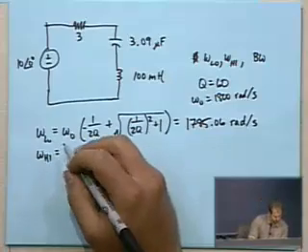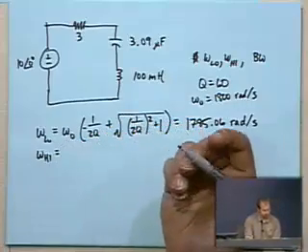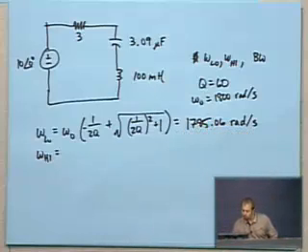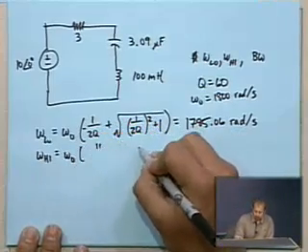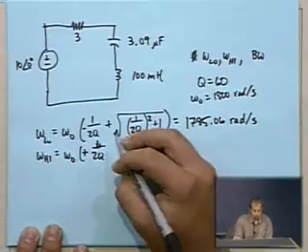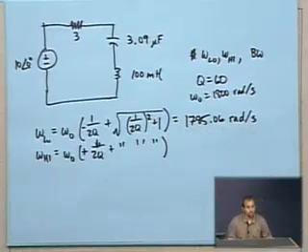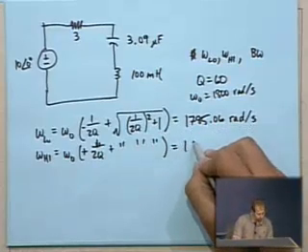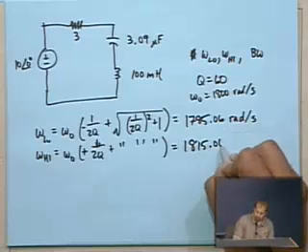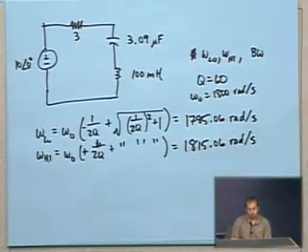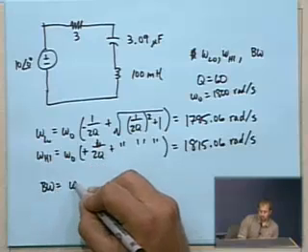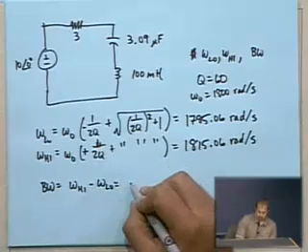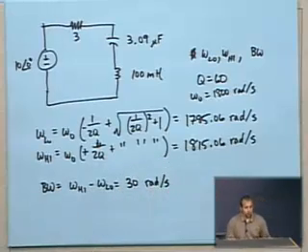Omega high is almost all of the same stuff. The difference is it's omega naught times a positive 1 over 2Q plus the square root of all of this stuff. When you plug in the numbers, that should take you up to 1815.06 radians per second. And the bandwidth is defined as omega high minus omega low, which is 30 radians per second. Really, this is just an example of putting numbers into a formula. There are existing formulas for calculating this stuff. Take the circuit parameters, drop them into the formulas, and off you go.